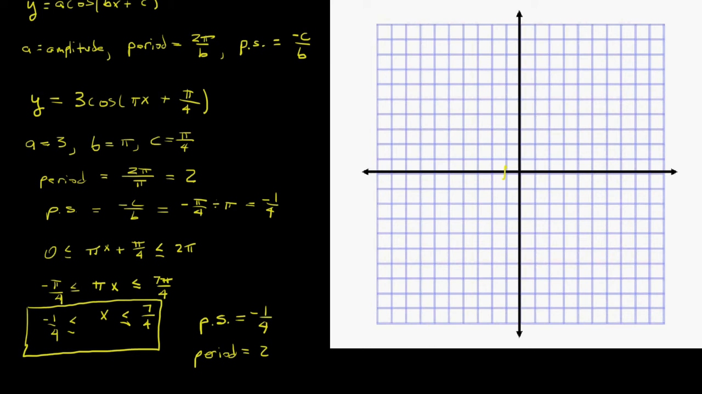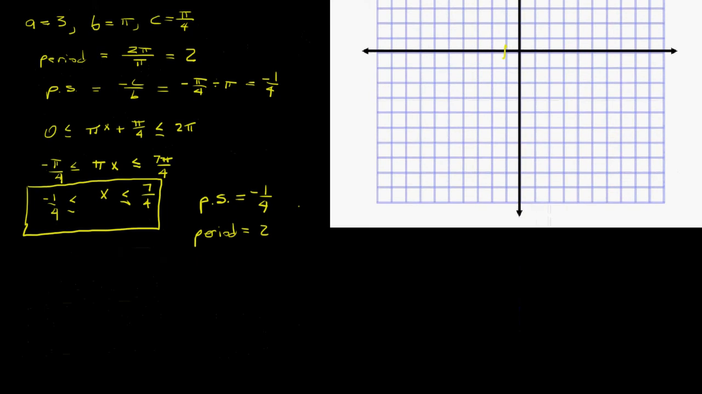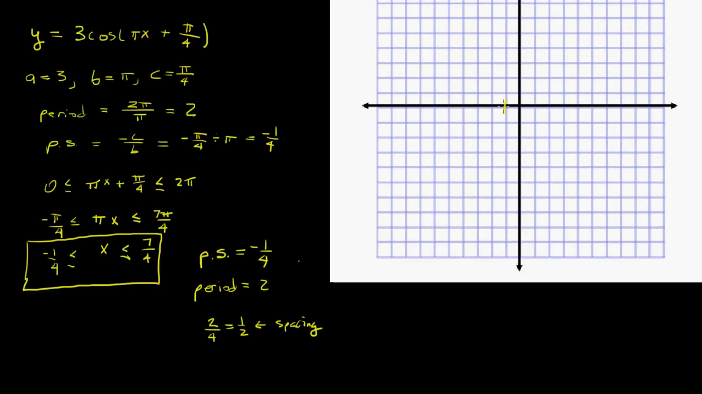Now we want to divide this into 4 equal pieces. And since our period is 2, we divide the period by 4. 2 divided by 4 equals 1/2. And that gives us our spacing between the tick marks, the important tick marks we want to make when graphing a sine or cosine. So our initial starting point, as we figured out already, is negative 1/4.